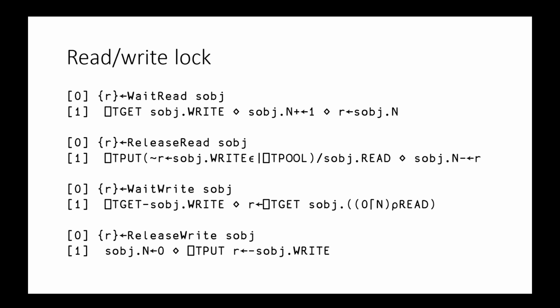When you're done reading, you put a read token in the pool if the write token isn't there, which means that once the write token has been removed from the pool, you know exactly how many read tokens to wait for before you have write access. And this is why it puts read tokens in the pool only when the write token has been removed. And when you release your read access, you decrease the counter by 1.